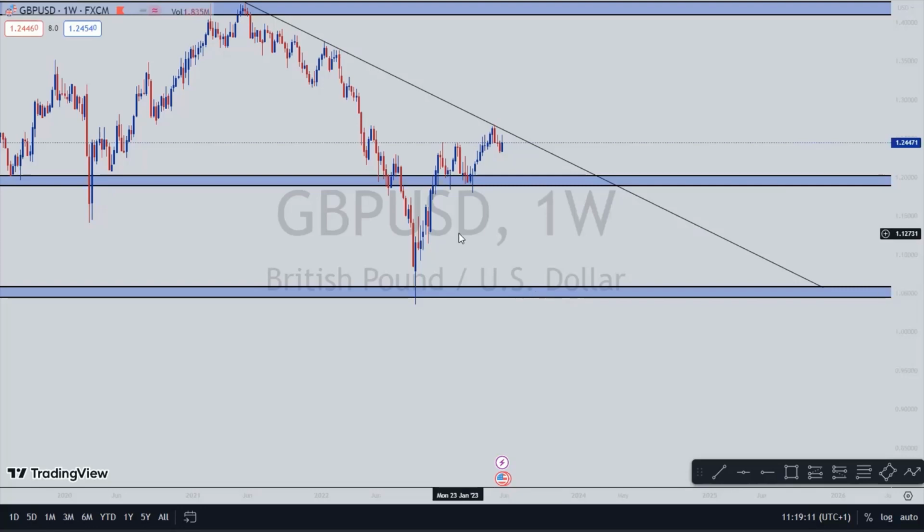With that being said, there are some hiccups. The market trades from zone to zone.